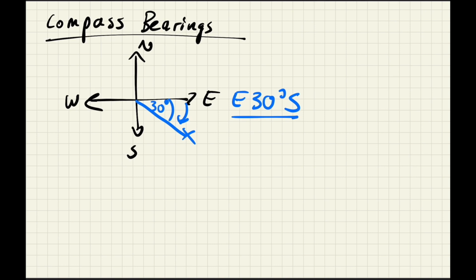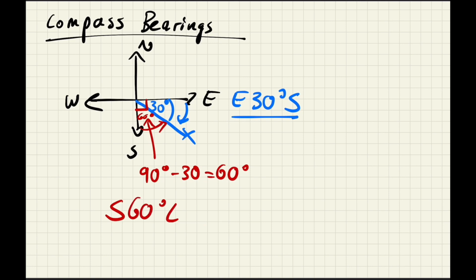We could also describe this same point X using another bearing, because this angle here is 90 degrees. Going from north all the way around to north is 360, so divide that by 4 quadrants and you get 90 in each quadrant. So we can also say that this angle here is 90 degrees minus 30, which is 60. Using that, we can say point X is not only east then 30 degrees down in the southerly direction, but it's also south and then 60 degrees east.